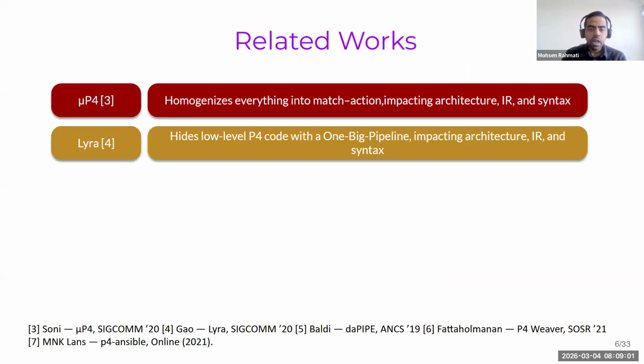Okay, going to related works. We have two great works, Mako P4 and Lira. They bring modularity to P4. For example, Mako P4 homogenizes everything into match-action, but it impacts the architecture, IR, and syntax. Lira does the same thing with a different approach. For example, it hides low-level P4 code with one big pipeline, impacting the architecture, IR, and syntax.